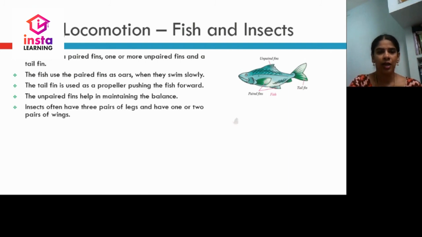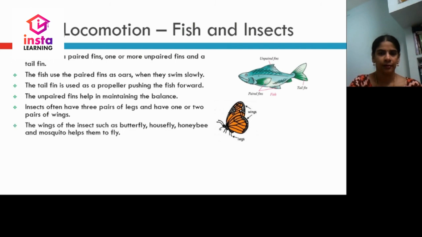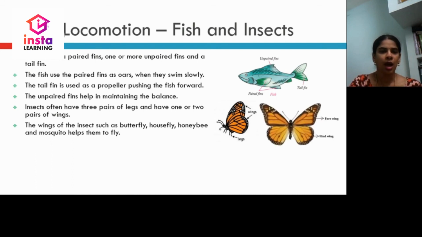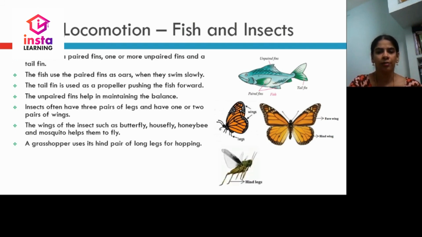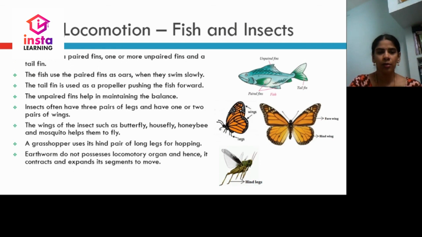Insects have three pairs of legs and one or two pairs of wings. The wings of insects such as butterfly, housefly, honeybee and mosquito help them to fly. A grasshopper uses its hind pair of long legs for hopping. Earthworm does not possess locomotory organs and hence it contracts and expands its body for movement.